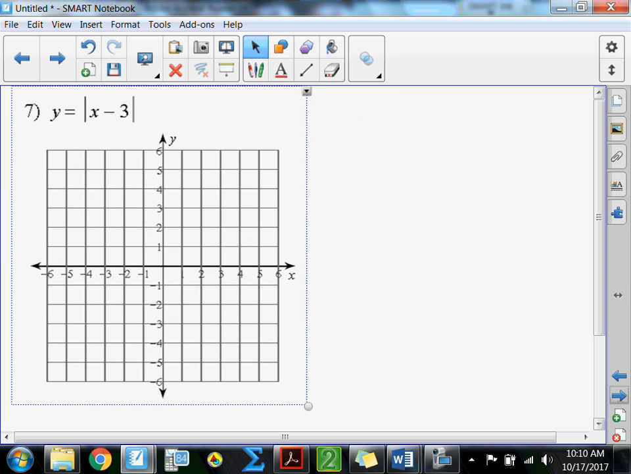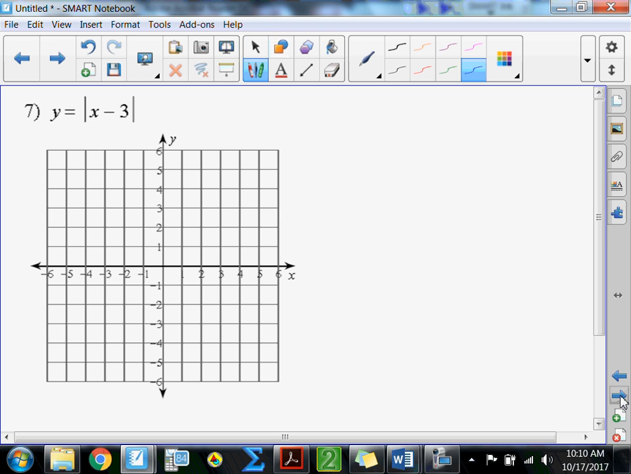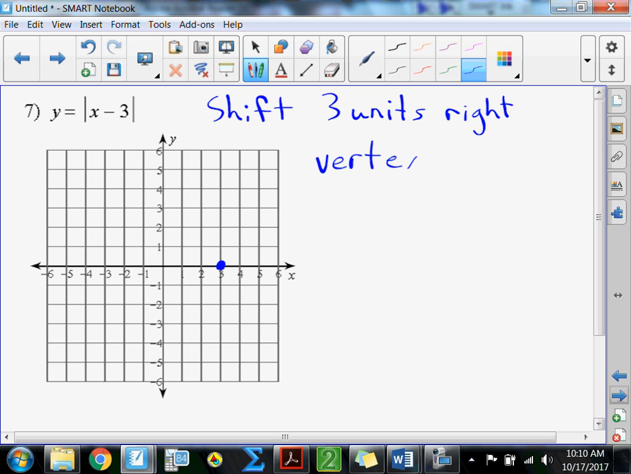For number 7, this says absolute value of x minus 3. As a reminder, this means that I am shifting 3 units right. Horizontal shifts are the opposite of what we see. We see x minus 3, so we do the opposite, which is 3 units to the right. So my vertex is at 3, 0.